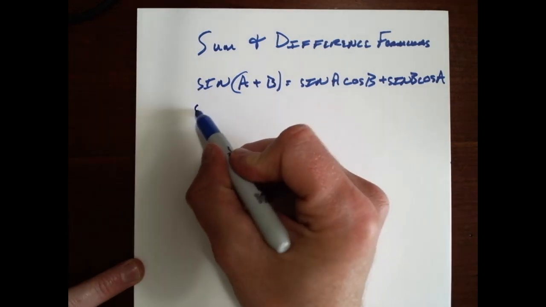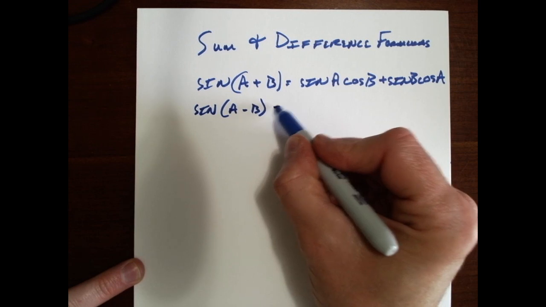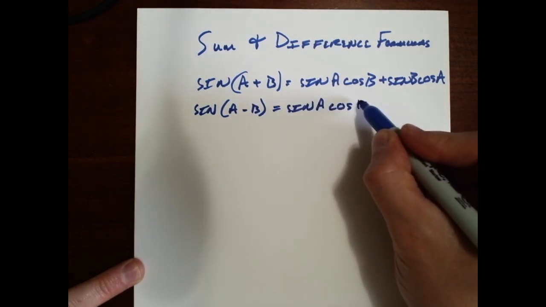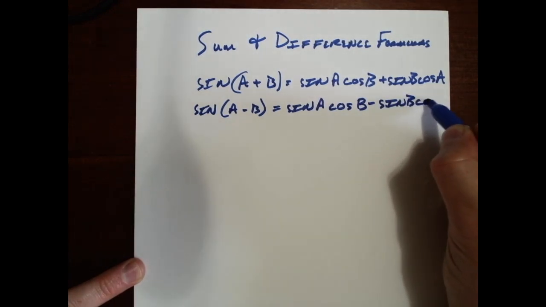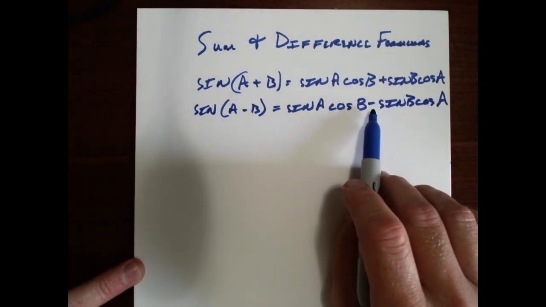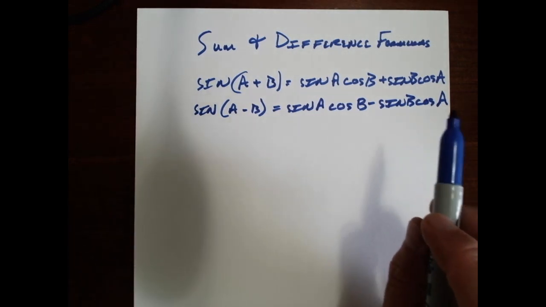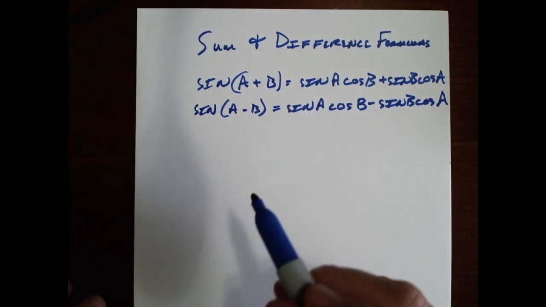You also have the difference formula, which is sine of A minus B, which is equal to sine of A cosine B minus sine of B cosine of A. Now, again, the only difference between these two formulas is that one has the plus, one has the minus, and they match up. It works differently for cosine, but we'll get to that later. May even be a different video where we do that one.